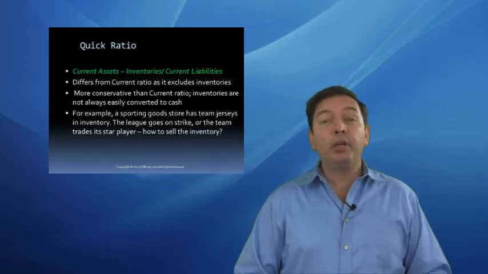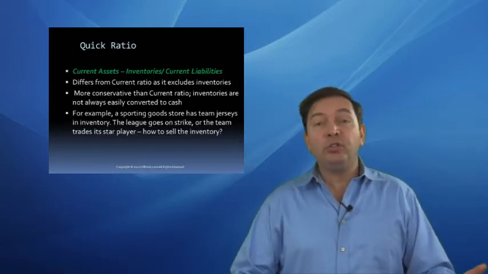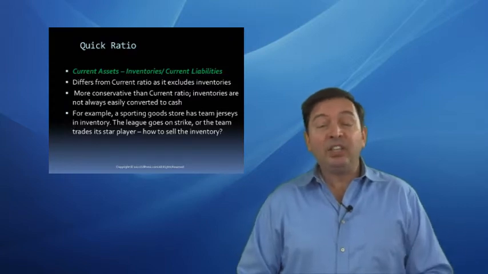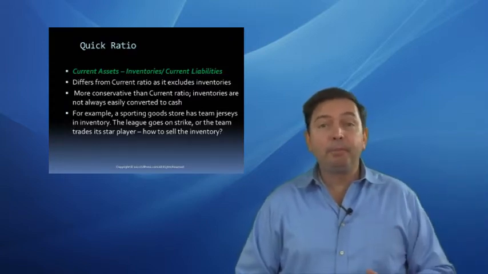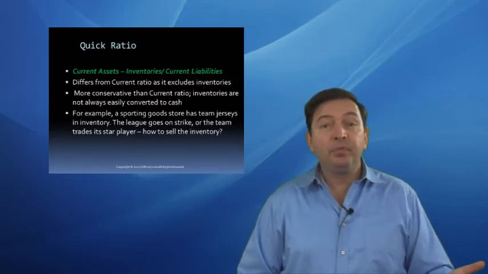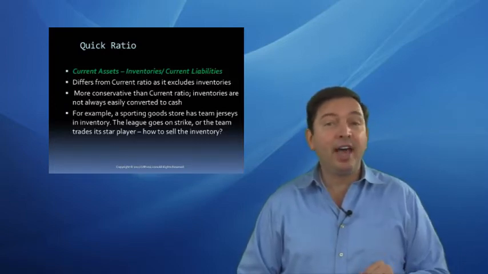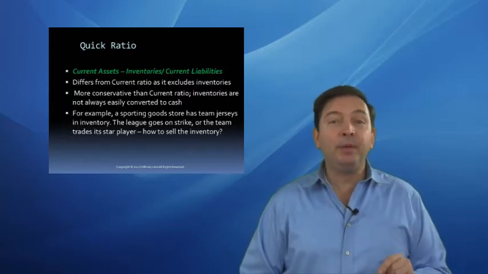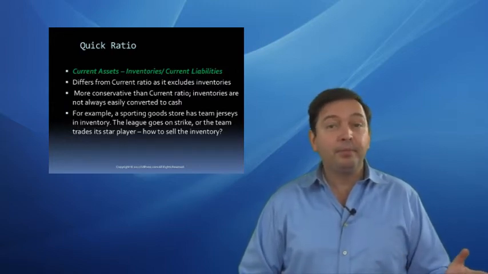And think of a sporting goods store. They sell jerseys for a sports team. And suddenly that league goes on strike. What's going to happen to those jerseys? They're just going to sit there, right? They might not be able to convert that inventory to cash. And if they're depending on that to pay their bills, they're out of luck.